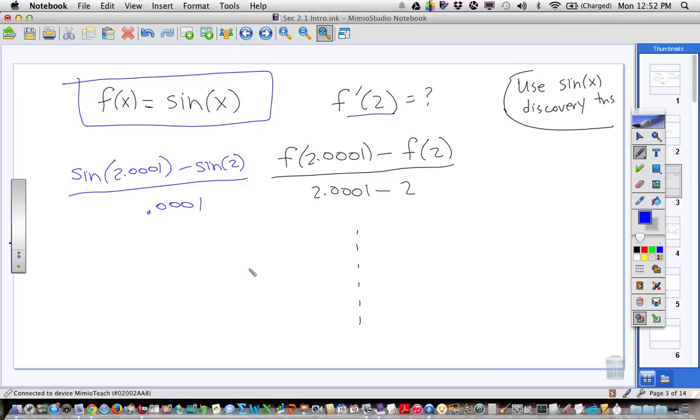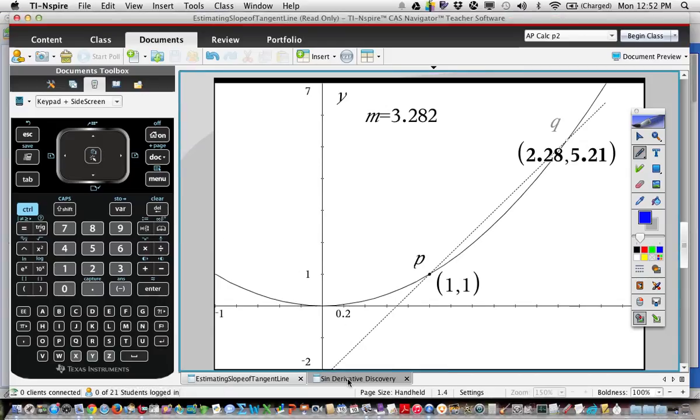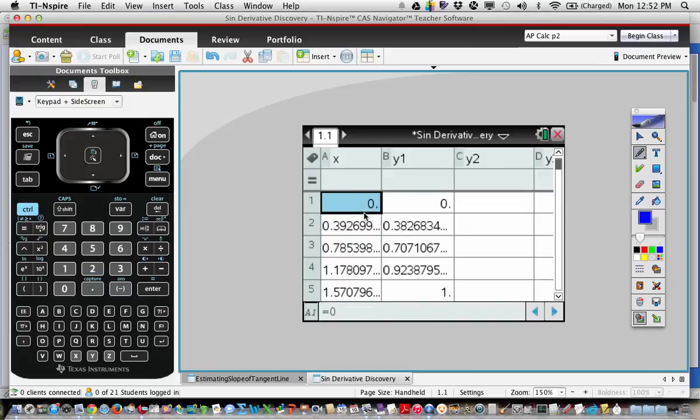I'm kind of curious what that would look like with sine. So we're going to do that. We're getting used to our notation, and we're going to discover something about sine right here. You don't have to write anything down for this. Just be ready to be oohed and awed.